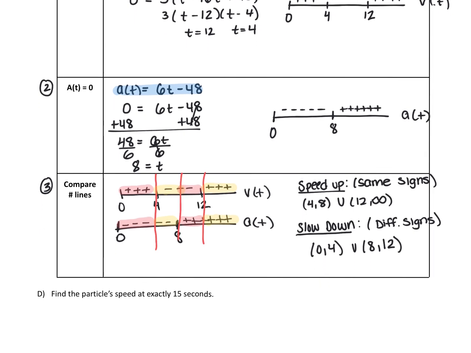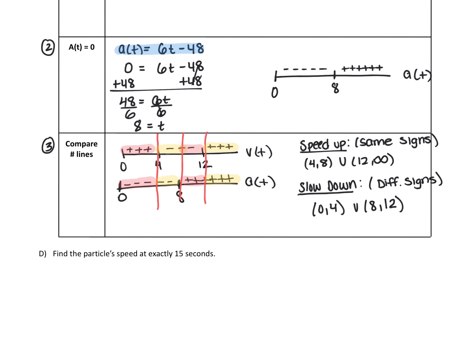And then the last thing is if I ask for a specific speed, find the particle's speed at exactly, I'm just going to change this instead of 15 seconds, I'm going to change it to say 5 seconds. So find the particle's speed at 5 seconds. So we have to remember that speed is defined as the absolute value of the velocity function. So if we know this definition, we know that we need to find the absolute value of the velocity function at time equals 5 because they want to know at exactly 5 seconds.